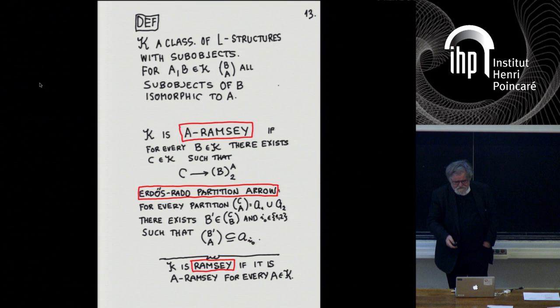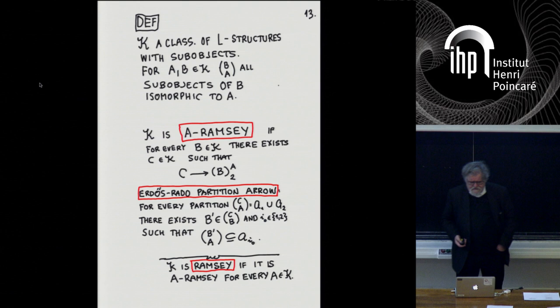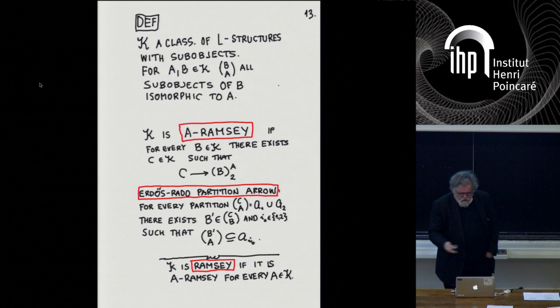Let me start with a definition. A key notion here is the notion of a Ramsey class. If you have a quite general class of structures where you know what a subobject is, it may be represented typically by embeddings. So for two objects A and B, denote by the binomial coefficient of B over A the number of all subobjects of B which are isomorphic to A.